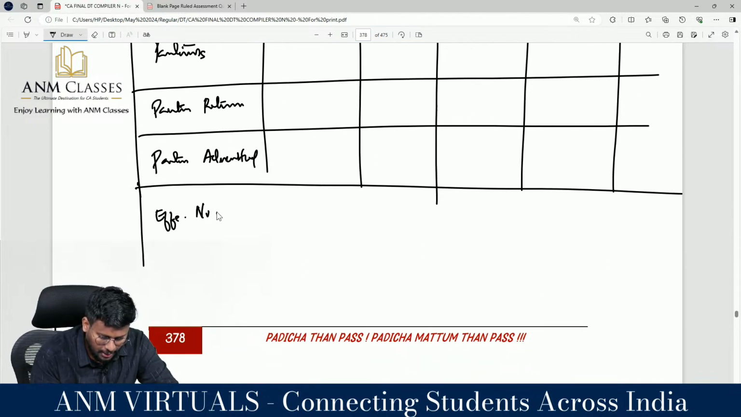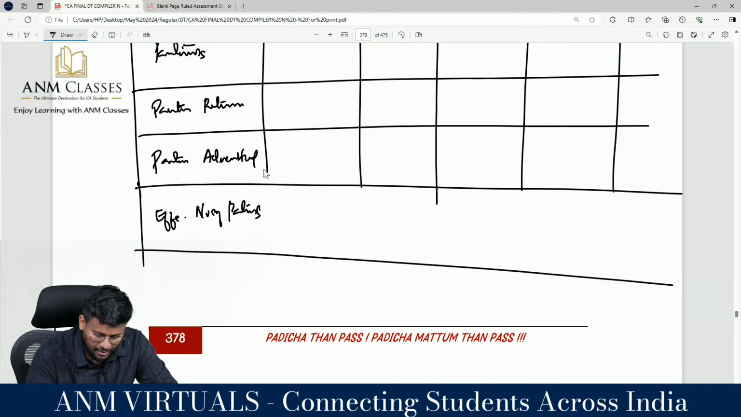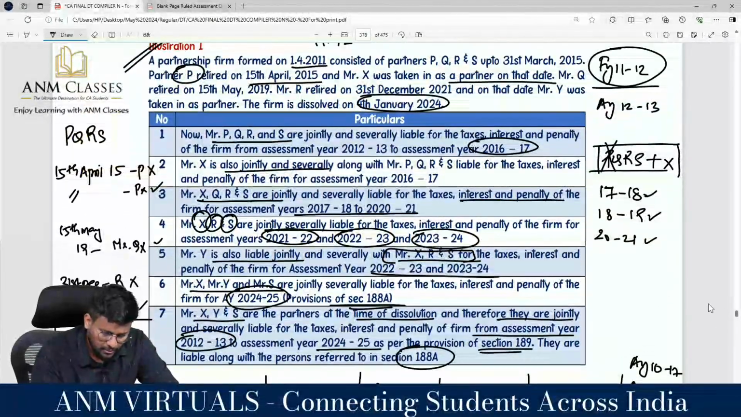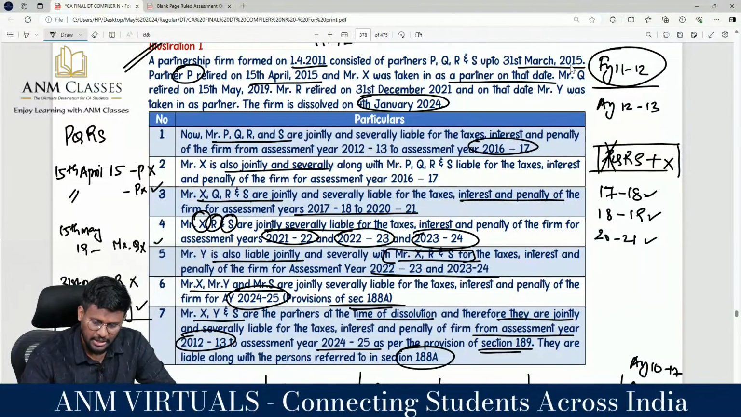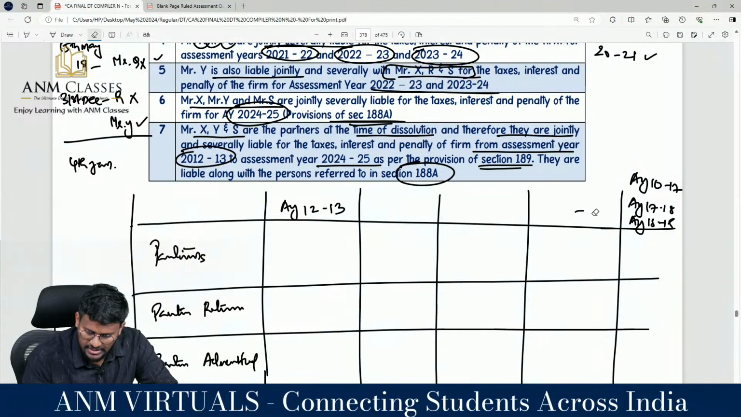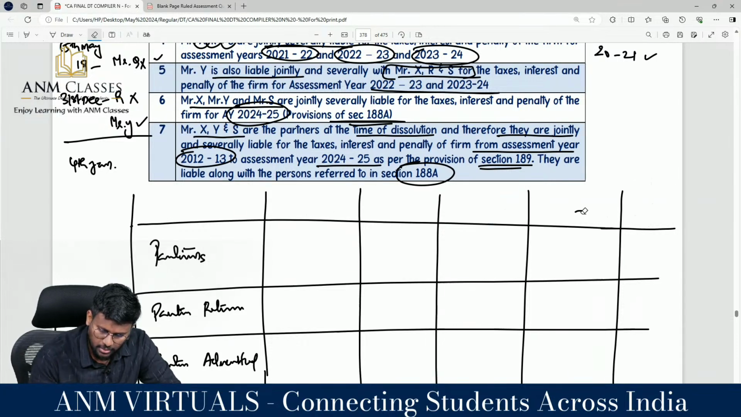Effective number of partners, who all are there till the end. For example, assessment year 12-13, because it consists of PQR to 31st March 2015. So 11-15 you can write here itself. So assessment year, no need to go for like this. Assessment year 11-15.